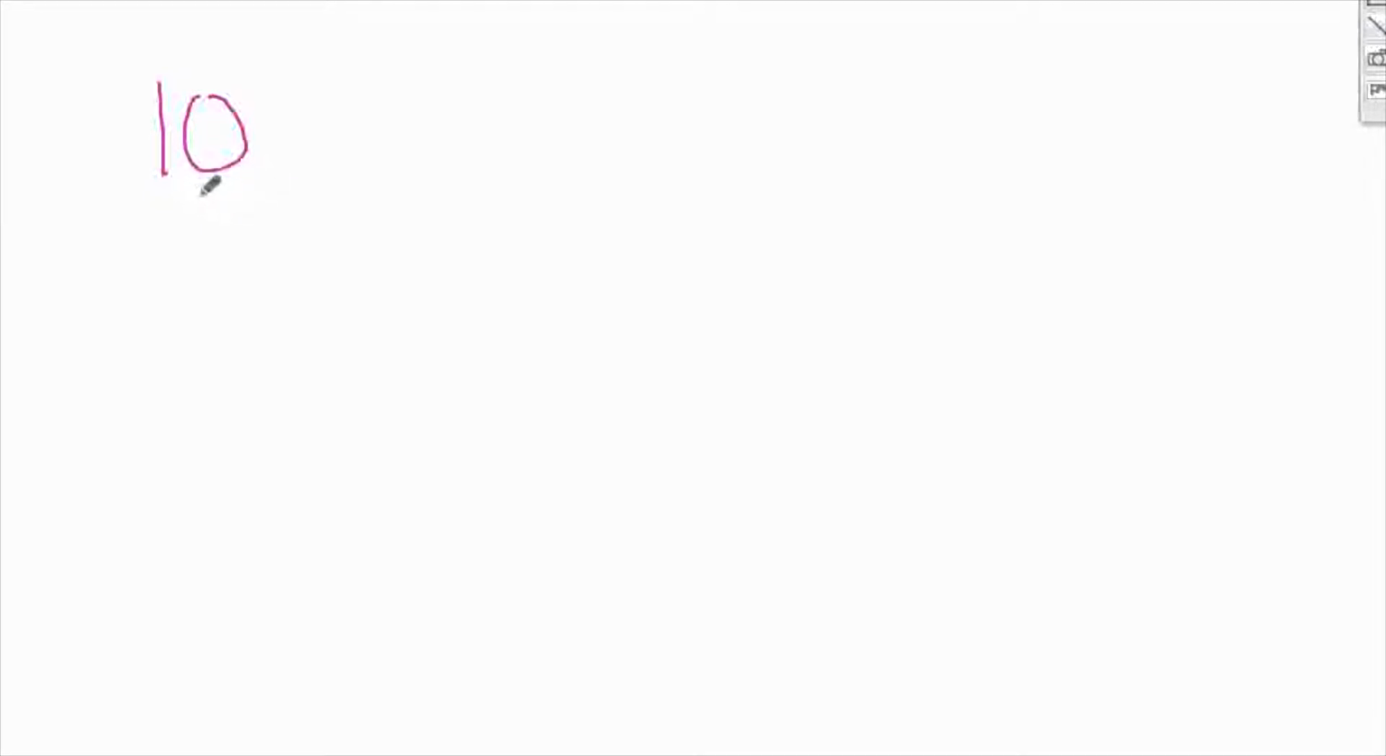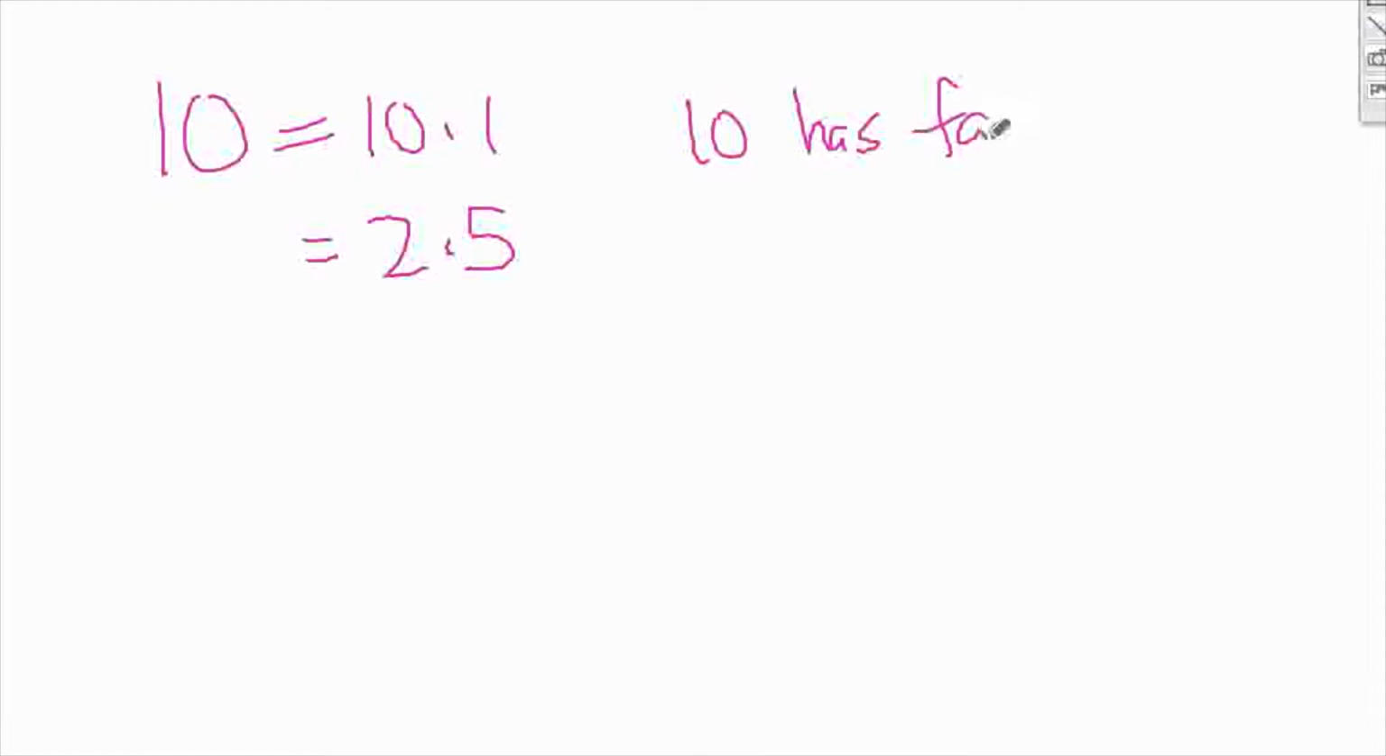For example, 10 is equal to 10 times 1. It's also equal to 2 times 5. And I think those are all the products with positive integers I can think of. So we say that 10 has factors 1, 2, 5, and 10. Those are all involved in products that lead to 10.